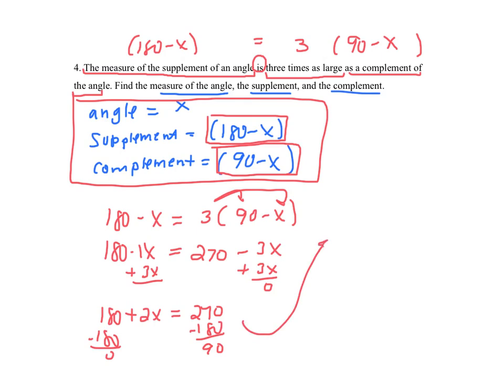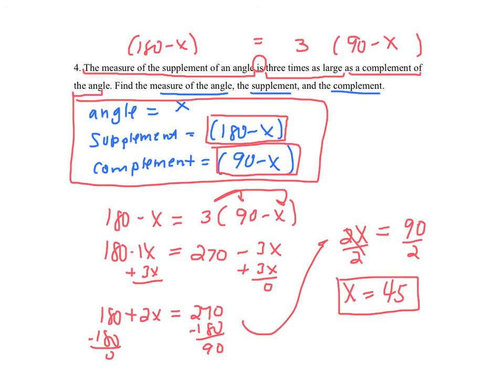So I kind of ran out of room. Come over here and we've got 2x on the left-hand side of our equation. That's equal to 90. Divide by 2. We're left with x is equal to 45. Now you probably know what I'm going to say next. Watch out for the follow-up questions.